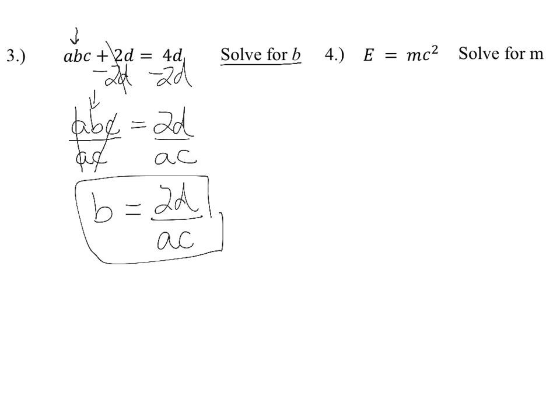Number 4 is really simple. It says solve for m. Well, m is right there. And what's happening to m is it's being multiplied by c squared. So all I have to do is undo multiplication by dividing both sides by c squared. And you're done. So your answer is e over c squared equals m.